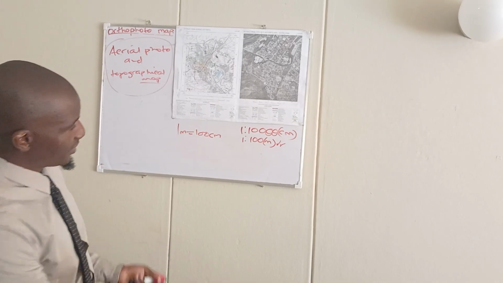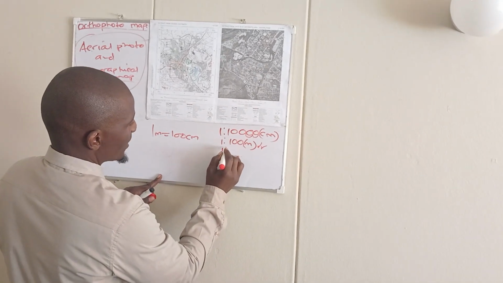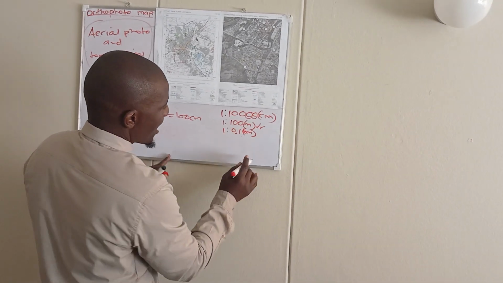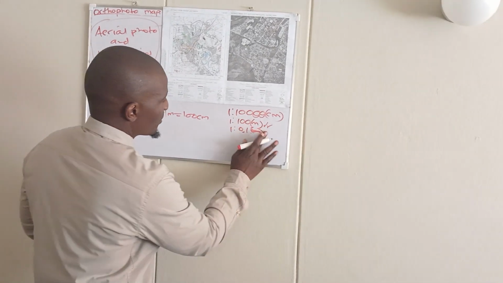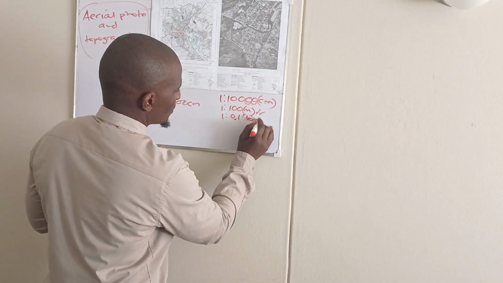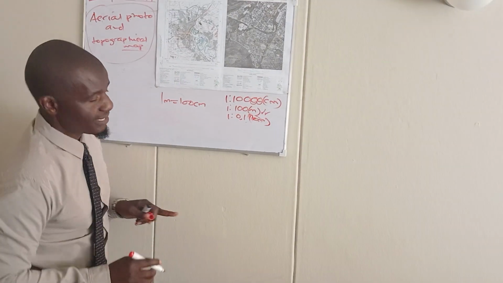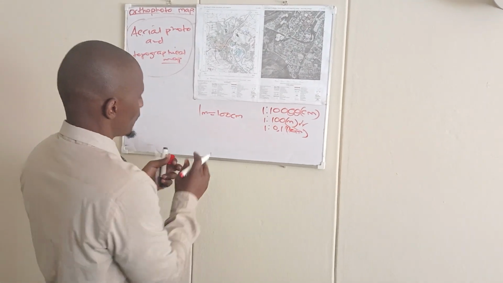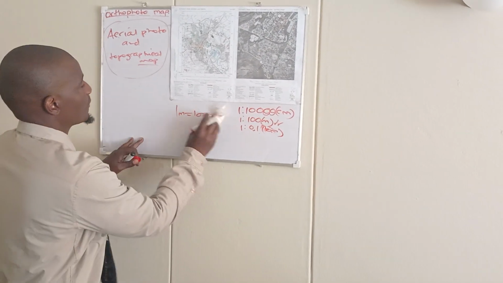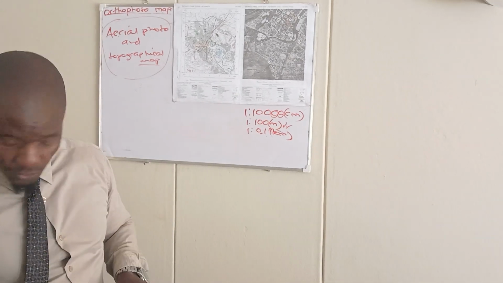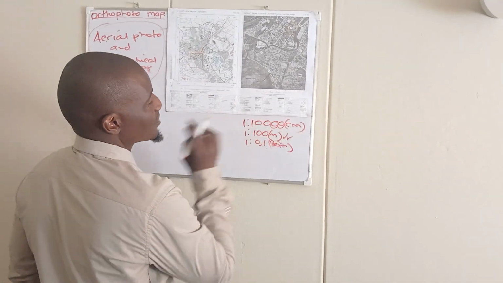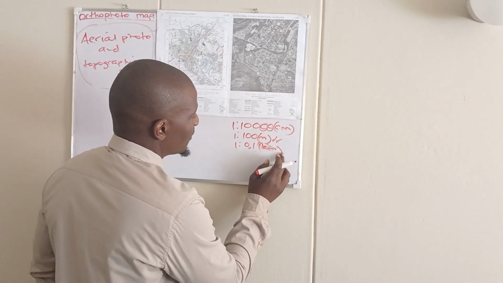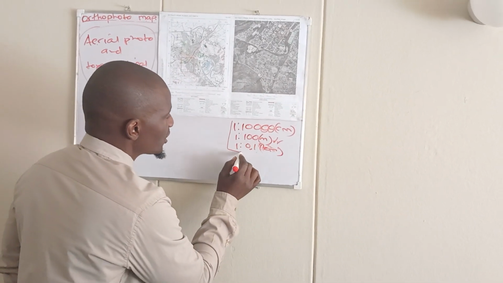We can also convert it into kilometers, which is 1:0.1 kilometers. How do we get the 0.1 kilometer? We just divided by 100,000, because in a kilometer there are 100,000 centimeters. So you are supposed to familiarize yourself with this scale of an orthophoto map, which is 1:10,000, 1:100 in meters, 1:0.1 in kilometers.